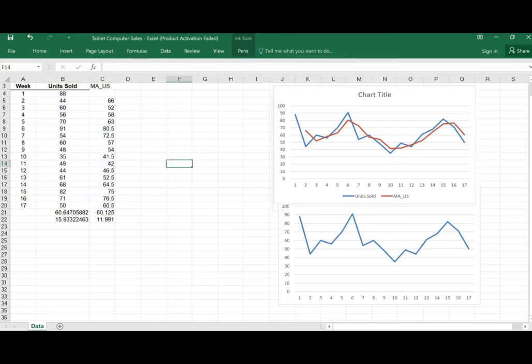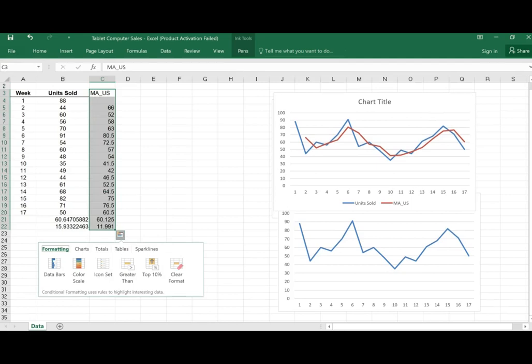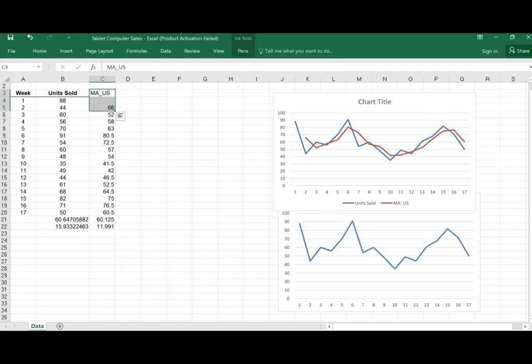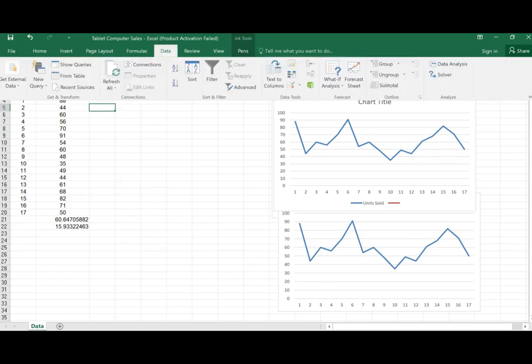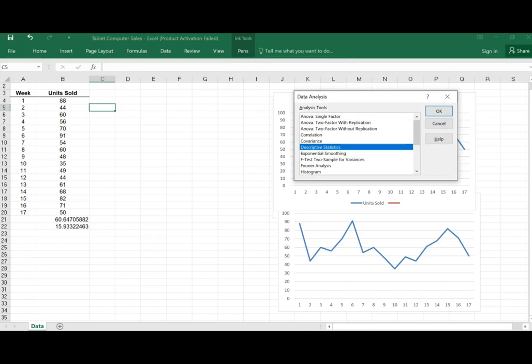One other way that we can pretty easily do a moving average, what we just talked through was a 2-week moving average, right? But go ahead and delete all that. It's not working for me today. We can pretty easily do a moving average as well under the Data tab. Data Analysis, when we bring that up, there is an option called Moving Average.